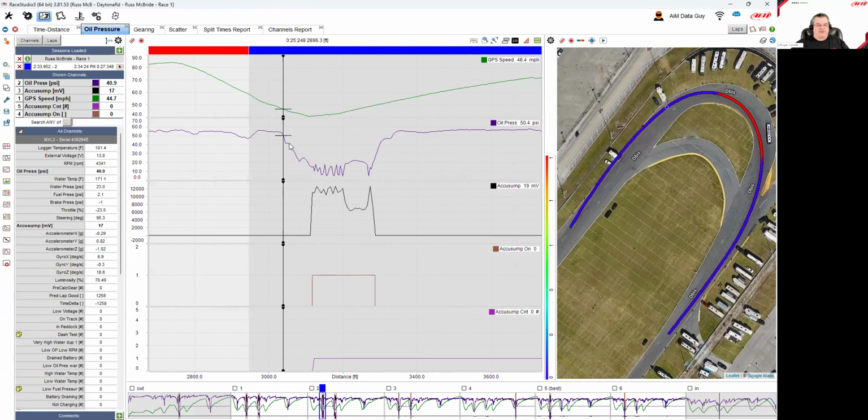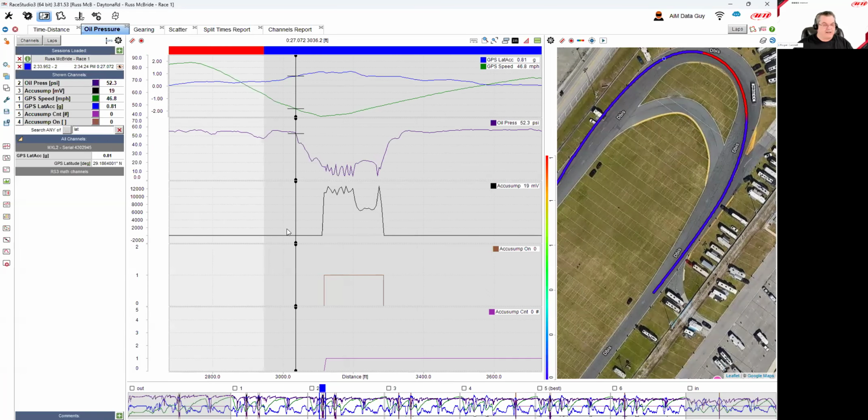And here's what his oil pressure was doing, and it started about here. So he's through his braking for the most part, and he's starting to turn in, and the lateral G's. We could throw lateral G's up here. Let's put in GPS lateral G's. We'll just leave them up there at the top. We can see it starting to build right there.